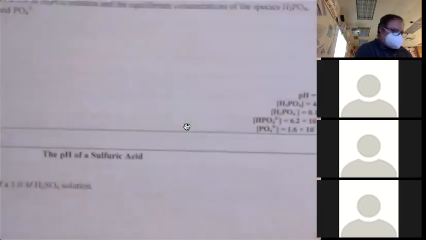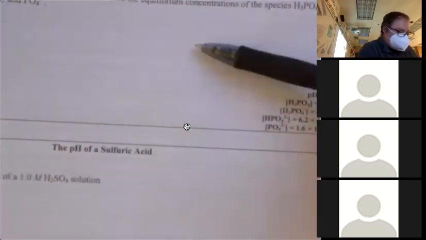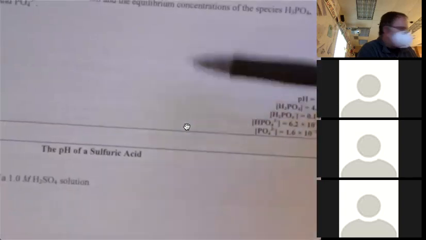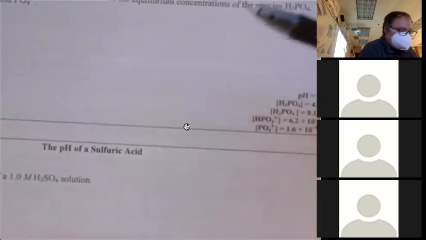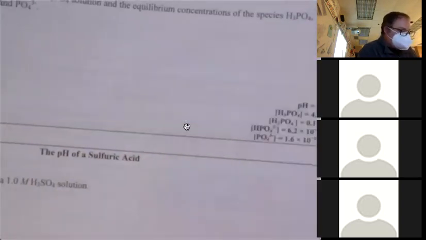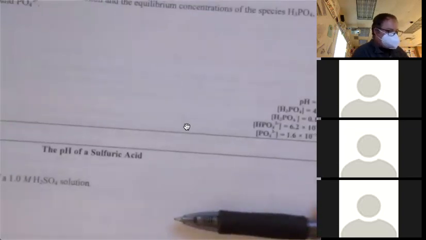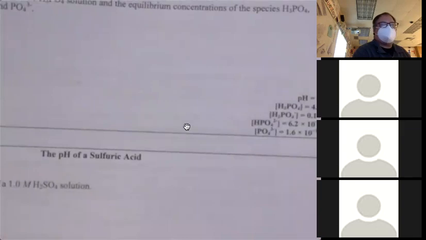And that's basically what we'll be looking at tomorrow. I'll do one. This will probably take about 15, 20 minutes to do, because we are taking it through all of the dissociations. And then I'll let you deal with sulfuric acid. Obviously, 1 molar isn't going to matter. You're going to get to the big thing with the pH.